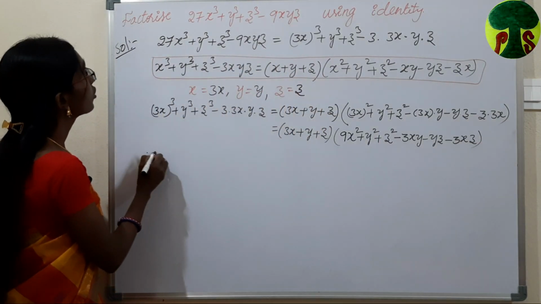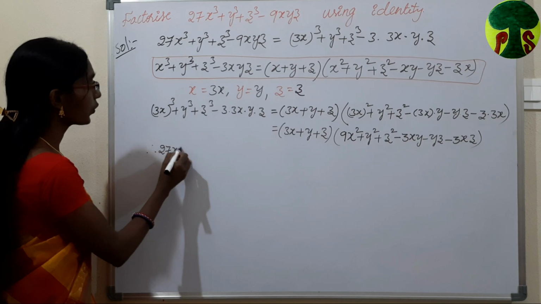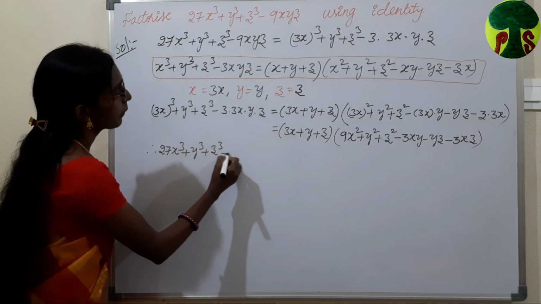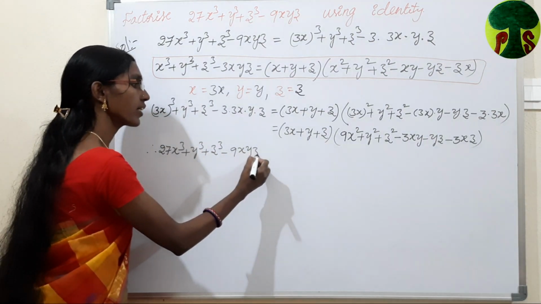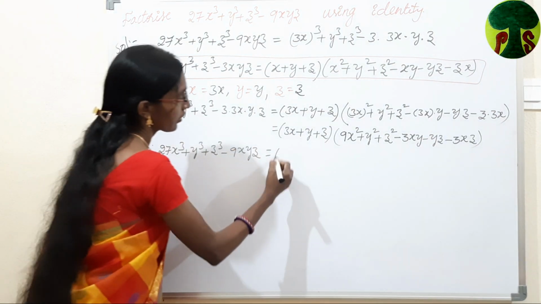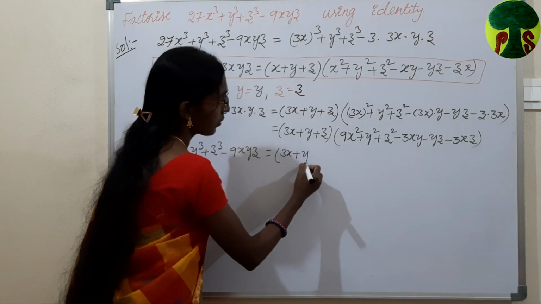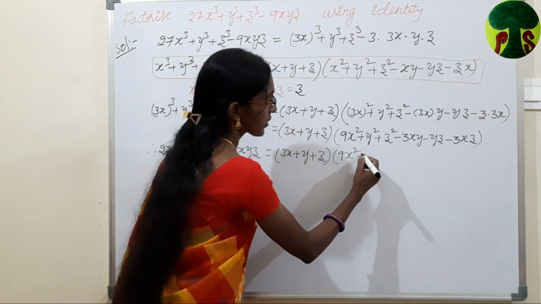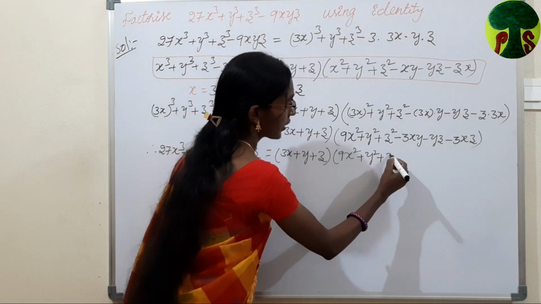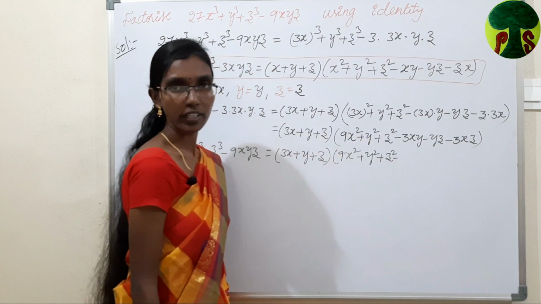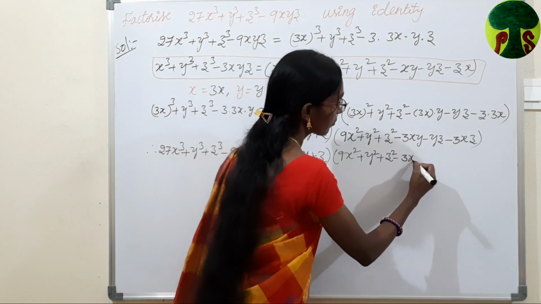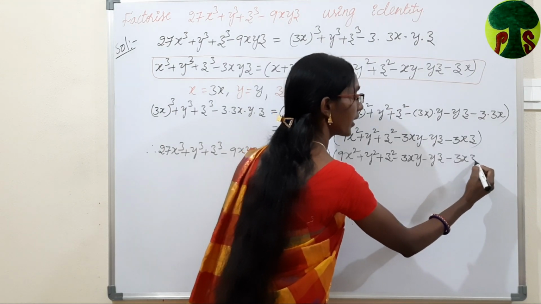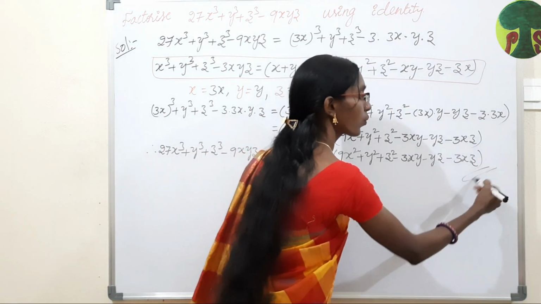Therefore, 27x³ + y³ + z³ − 9xyz is equal to (3x + y + z)(9x² + y² + z² − 3xy − yz − 3xz). This is the required solution.